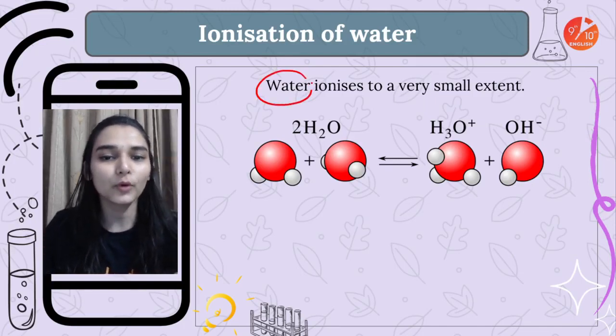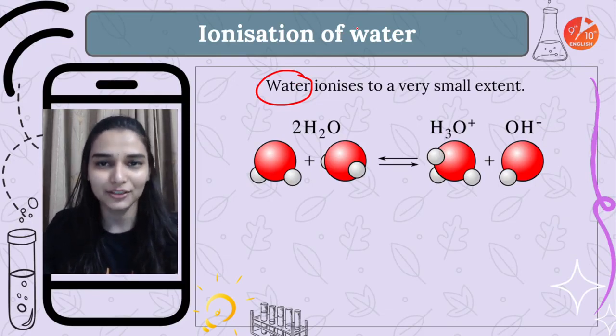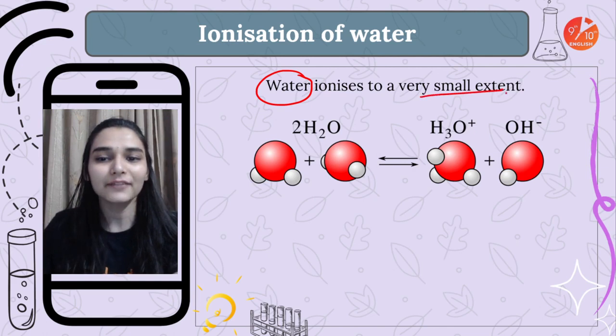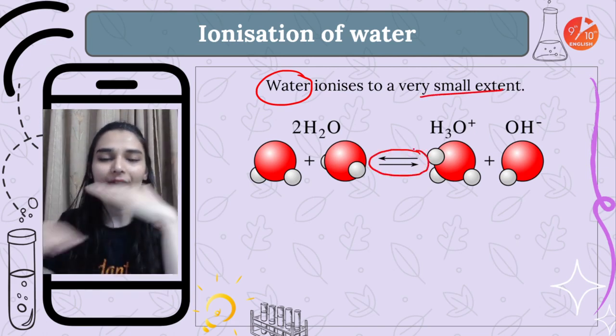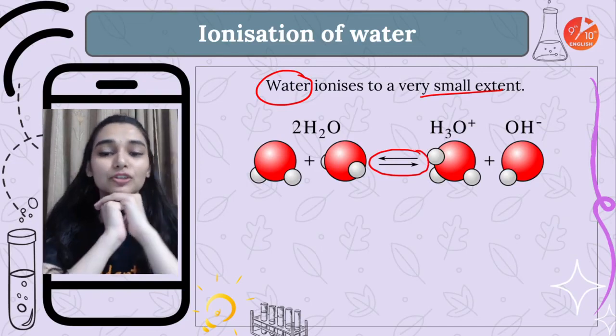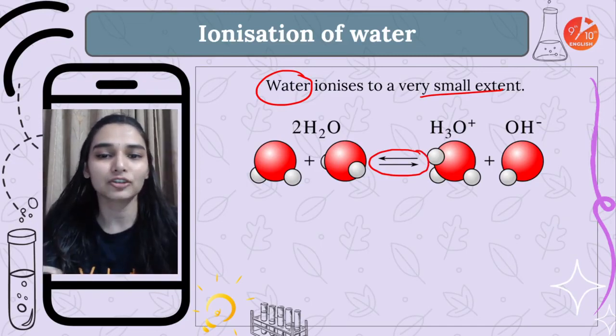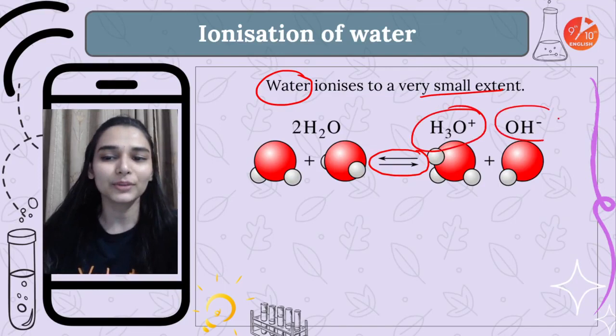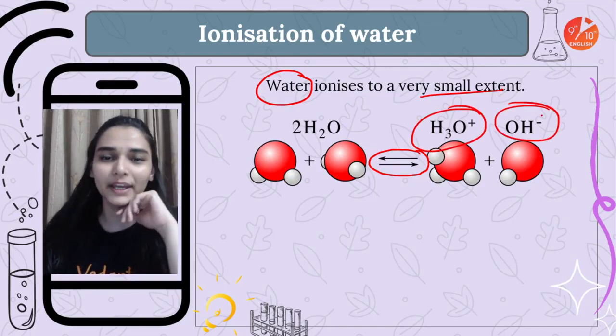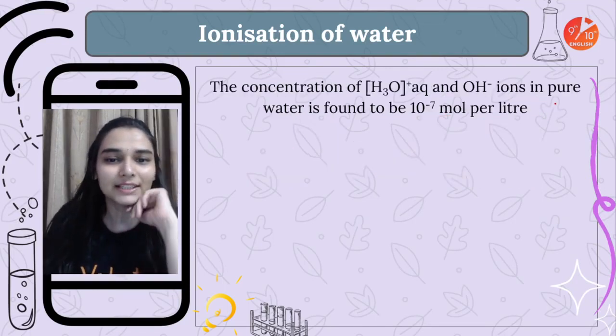So if you talk about water, water also ionizes. I have told you the concept of auto ionization of water, but the extent of ionization is very small. That is why we are representing it with the double-headed arrow. Why is it being shown like that? Because water is actually a very weak electrolyte, so it's not getting completely ionized. If you take lots and lots of molecules, then very few will break down to give you hydronium ions and OH ions. That is why we have represented it like that.